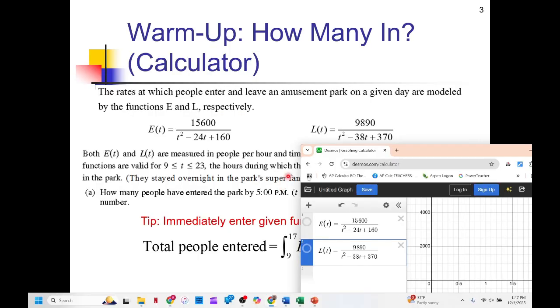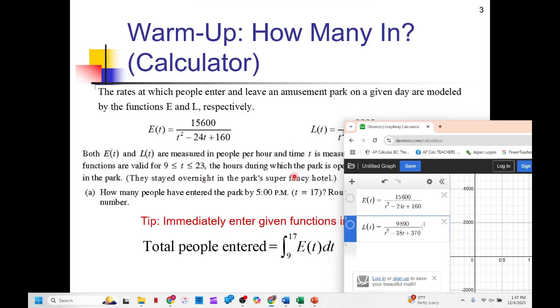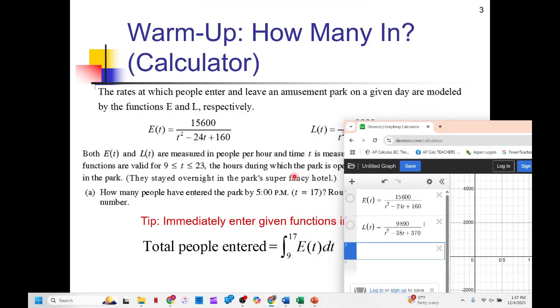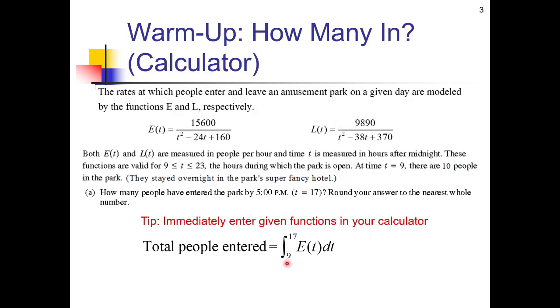And if I do that on the calculator, let me just move this so I can see what I wrote. So we've got the integral from 9 to 17 of E of t dt, and that comes out to about 6,004 people if we round that off.